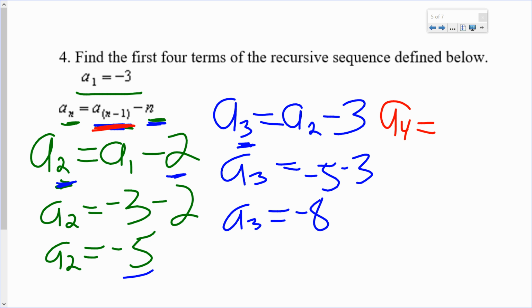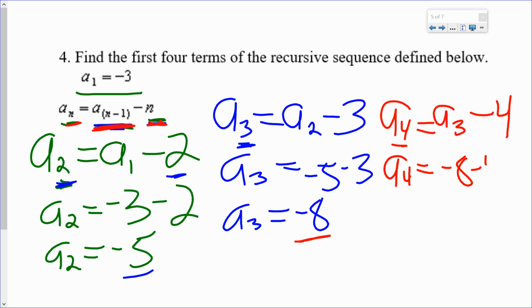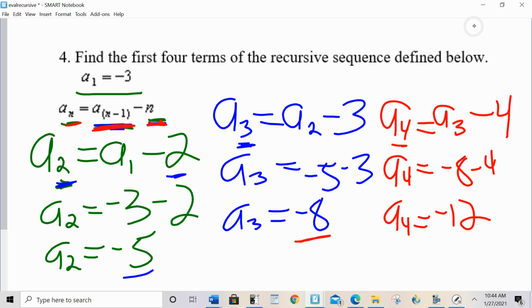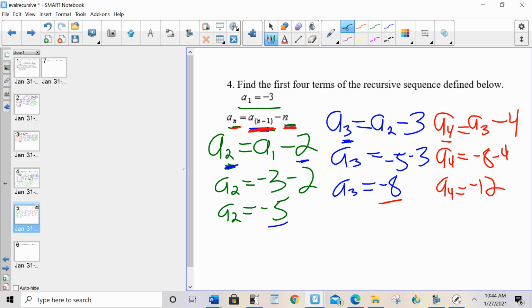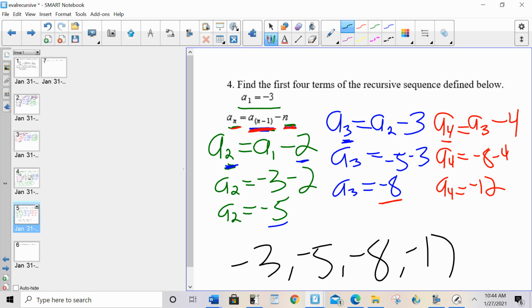A4 is going to be the previous term, which is A3, minus n. N is the term you're finding, and in this case is 4. A3 is negative 8, minus 4. A4 is negative 12. So the first 4 terms: negative 3, negative 5, negative 8, negative 12.